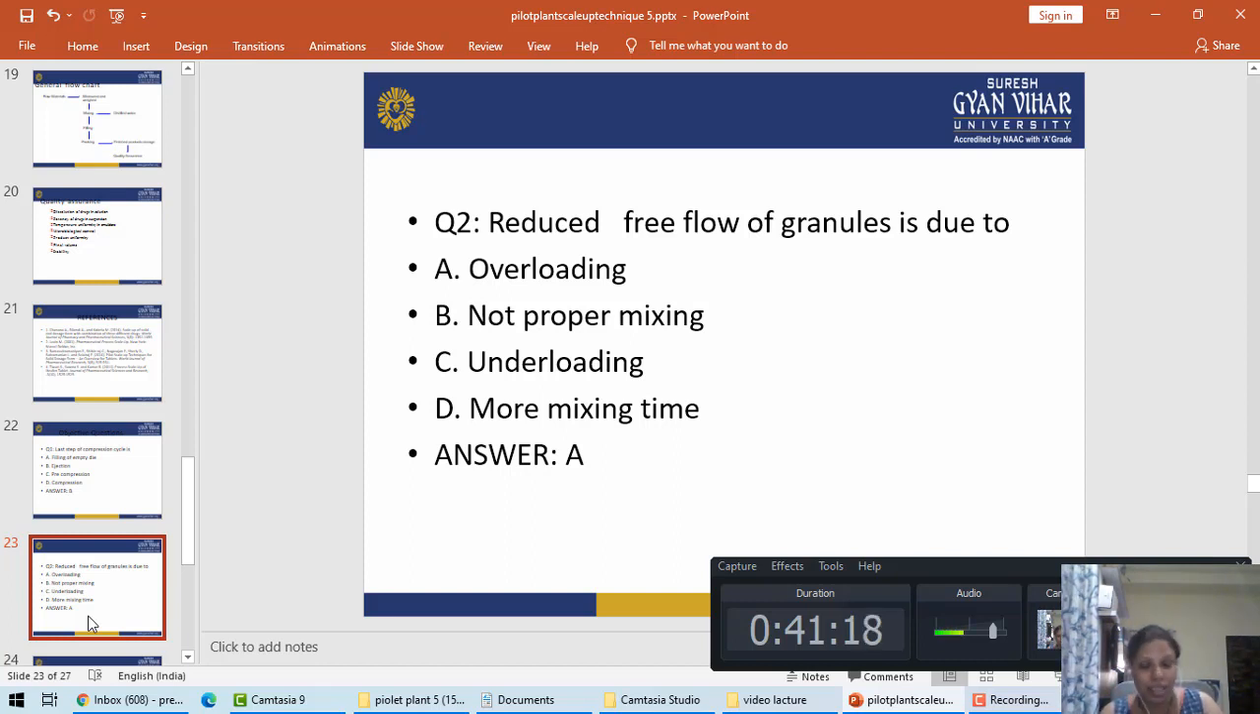So the answer is A, that is overloading. If we overload the machine, if we overload the hopper, then it will reduce the free flow of granules. So the answer is A, overloading.